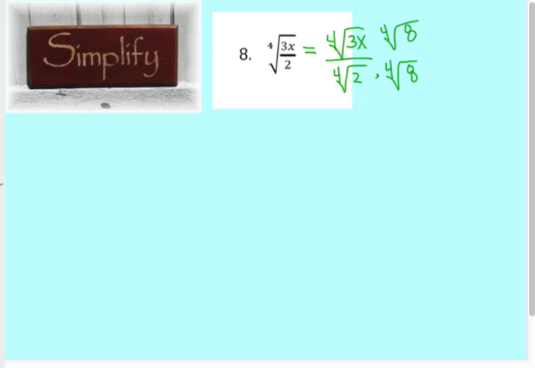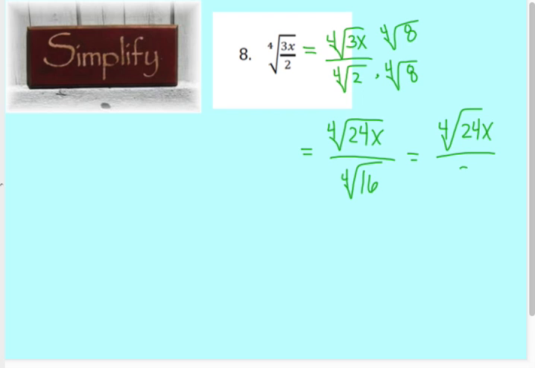Okay. So I would have the 4th root of 3 times 8 is 24x, all over the 4th root of 2 times 8, which is 16. If you check the 4th root of 16 on your calculator, you will get that it is 2. So you have the 4th root of 24x all over 2. And there, that one is simplified all the way.